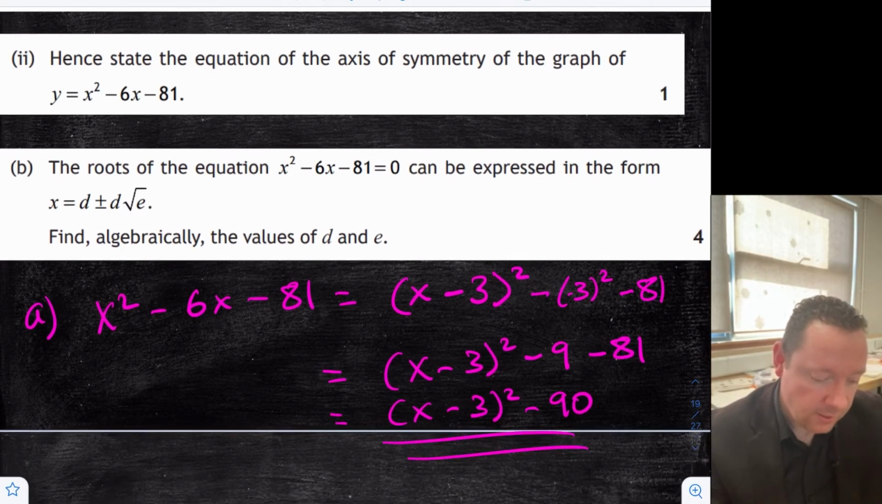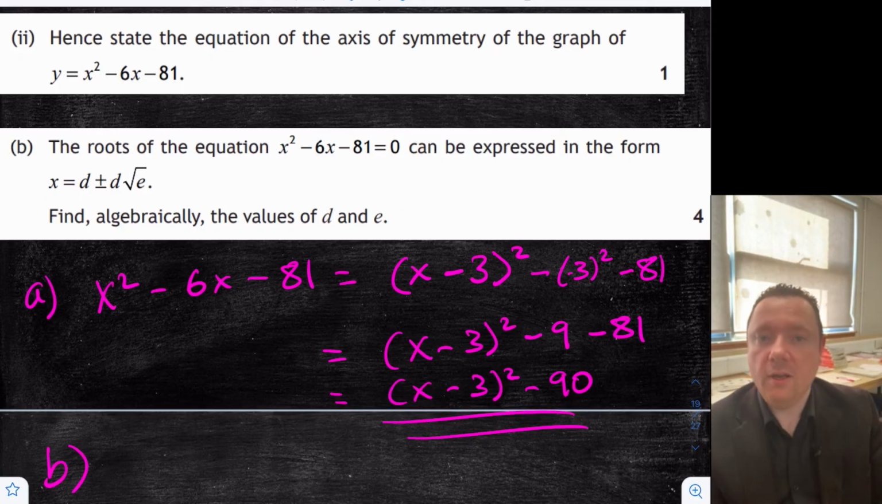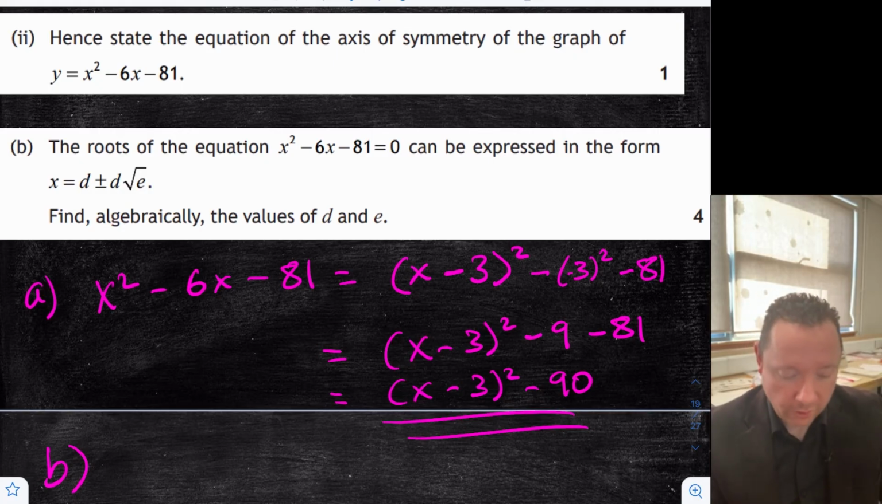Part B, state the equation of the axis of symmetry. When you complete the square, we don't do it for nothing. It tells us something. It tells us the turning point. The turning point is this number here and this number here. That sign changes. So if it's minus, it becomes positive. Positive becomes minus because you're making this bracket 0. So my turning point is 3, minus 90.